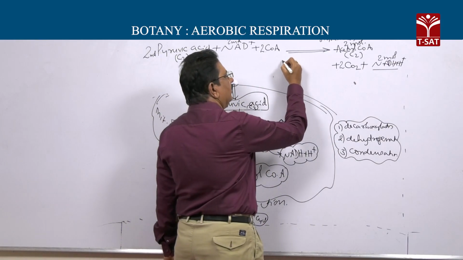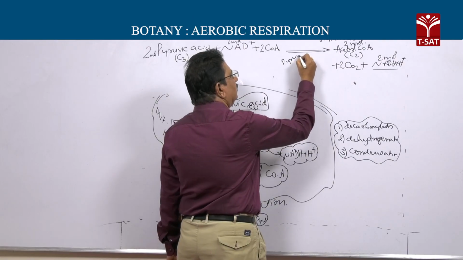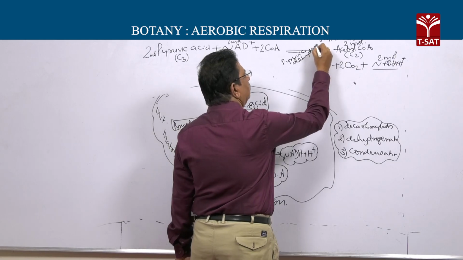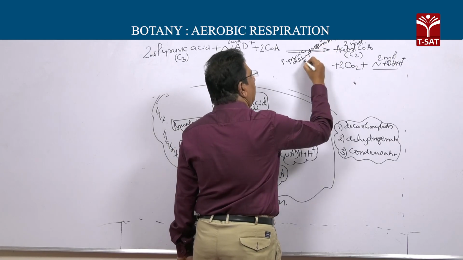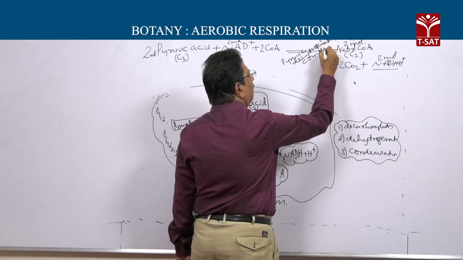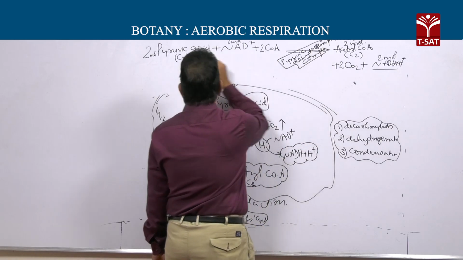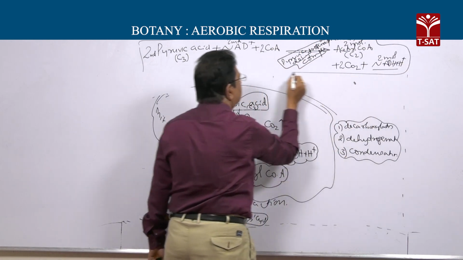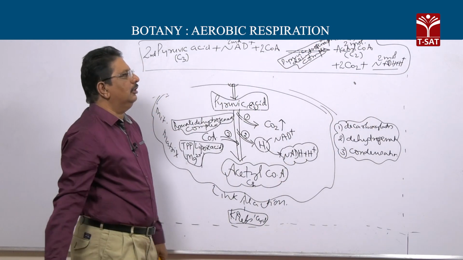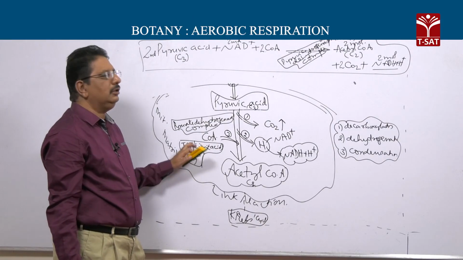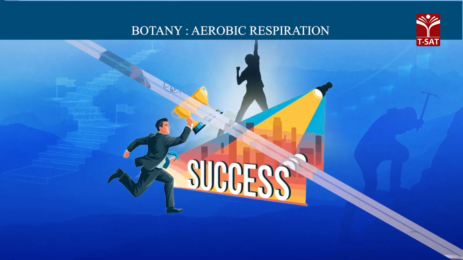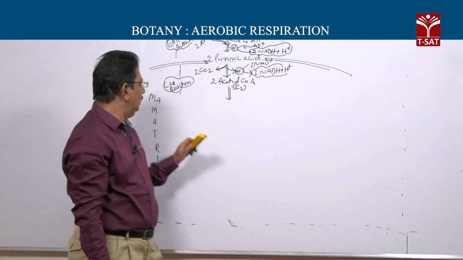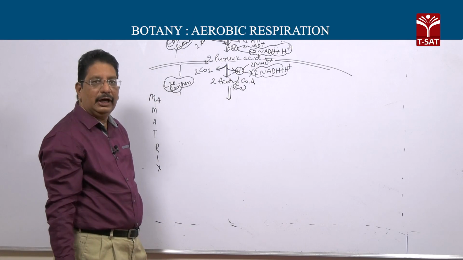With the mediation of an enzyme, pyruvate dehydrogenase complex. So, this is the reaction or the summary of the second step of aerobic respiration. The next event of aerobic respiration is also going to occur in the mitochondrial matrix.